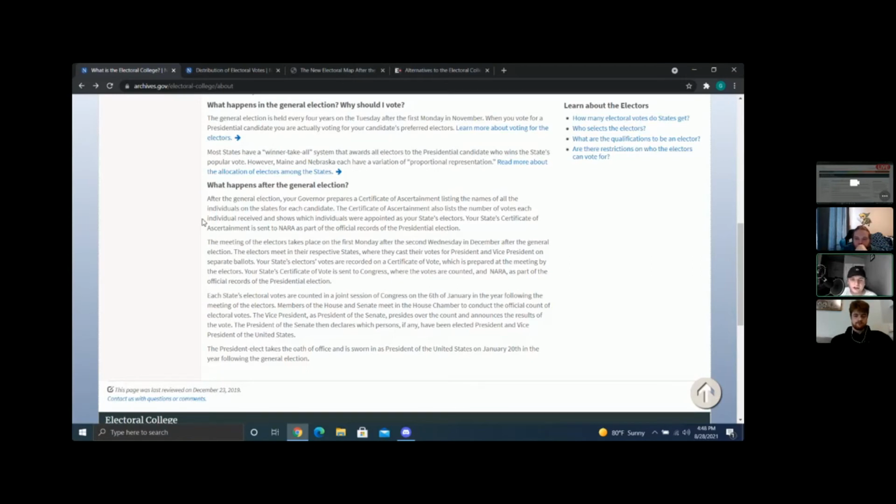Your state's certificate of vote is sent to Congress, where the votes are counted, and to NARA as part of the official records of the presidential election. Each state's electoral votes are counted in a joint session of Congress on the 6th of January in the year following the meeting of the electors.